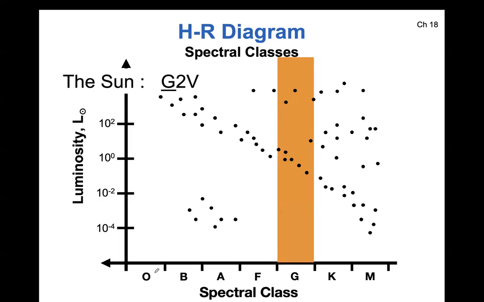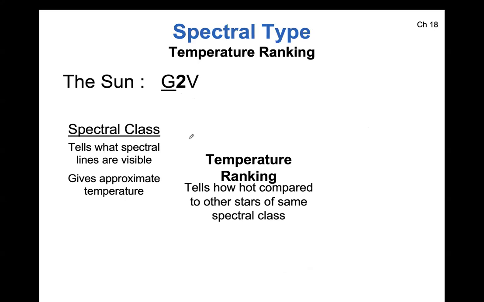All right, but here they are: O, B, A, F, G, K, M. So G is right here. Corresponding to that spectral class, which does have a temperature range, but the divisions are set by emission lines. Okay, so then the temperature ranking tells how hot compared to other stars of the same spectral class.